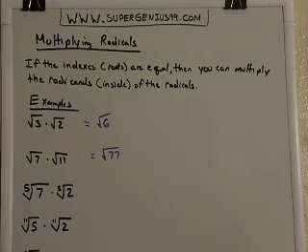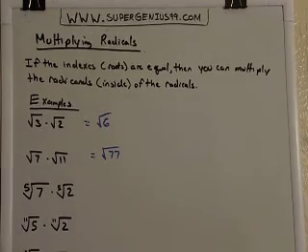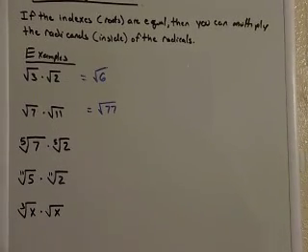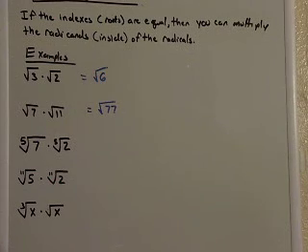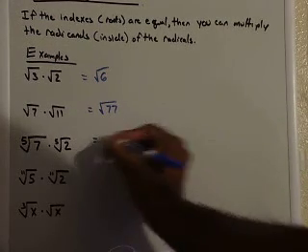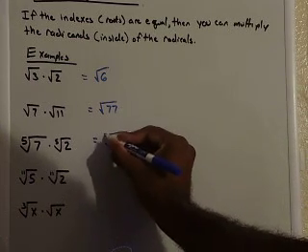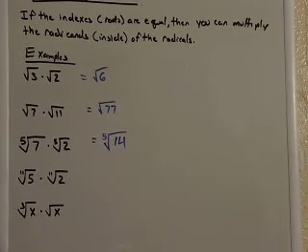Okay, let's look at the third one. The fifth root of 7 times the fifth root of 2. Are those two indexes equal? Yes, they are. So then all we do is multiply the insides. So 7 times 2 is 14. So our answer is the fifth root of 14.